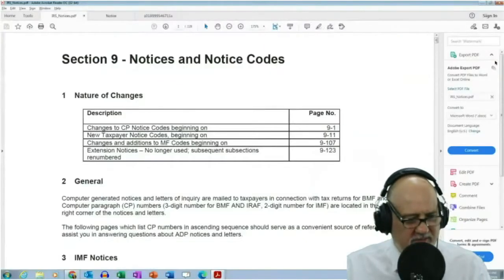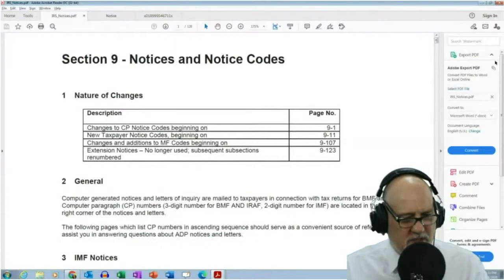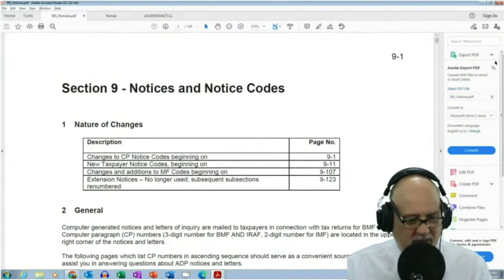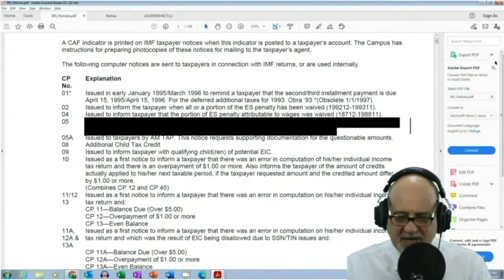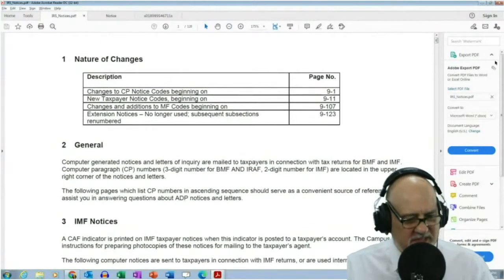Here is a list of notices from the IRS. Notices and notice codes. You'll see this is 120 pages long about the notices. Now, again, there are so many different notices. The IRS has a notice for everything, and some are very common. So here's one that's very common.